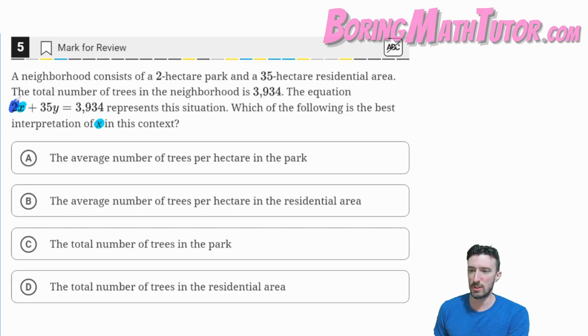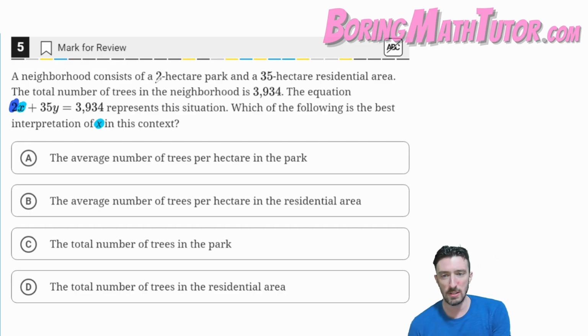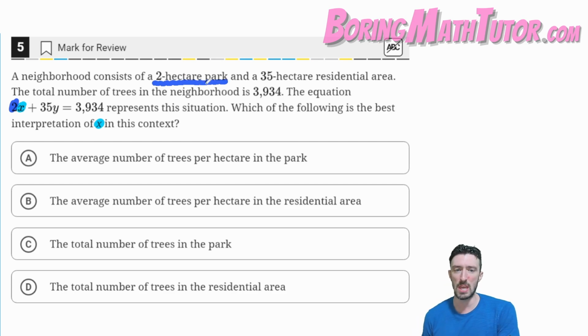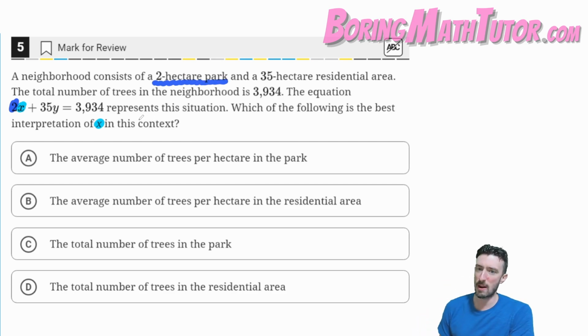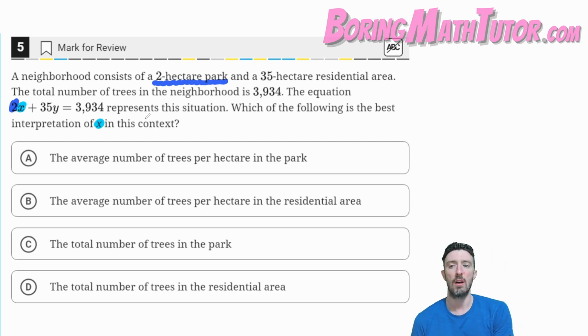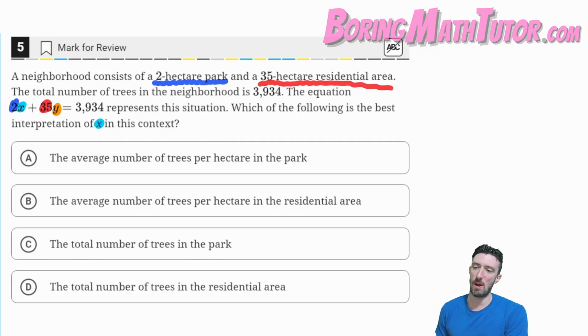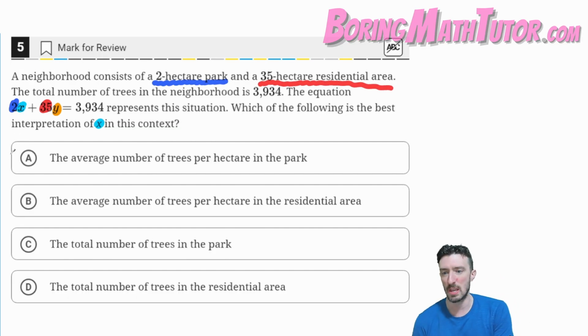Well, let's see who the x is buddies with. He's buddies with the 2. Well, where did I see 2? That was a 2-hectare park. Okay, the y is buddies with the 35. 35 is for the residential area. All right, now let's read our answer choices.